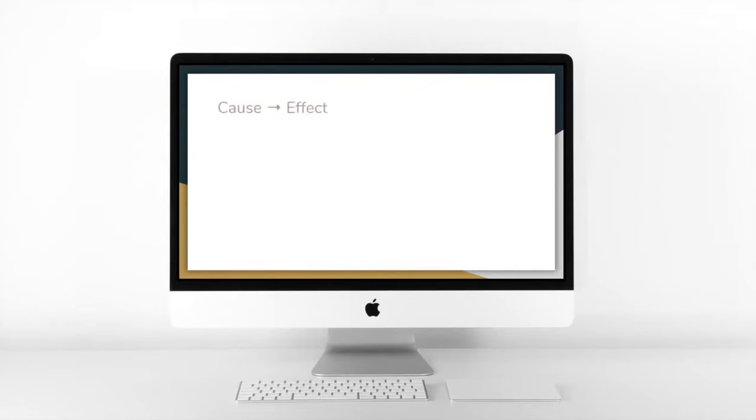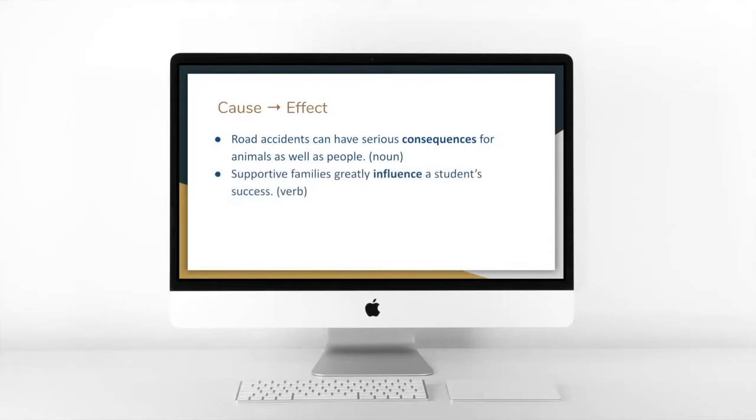Now we're going to focus on the direction of the sentences. So if we want to start with the cause and finish with the effect, that's one way to write it. Let's have a look at these two examples. Road accidents can have serious consequences for animals as well as people. Supportive families greatly influence a student's success. So as you can see highlighted in red here, the cause is at the very start of the sentence.